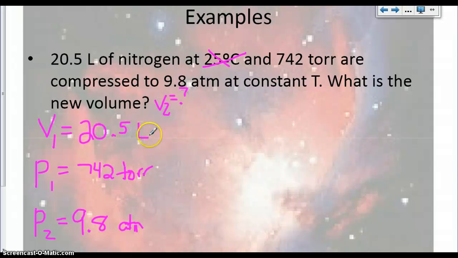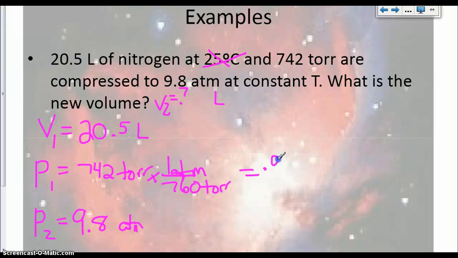Now we need to make sure all our units are compatible. We're looking for volume, so our volume answer is going to be in liters because V1 is in liters. These two pressures need to be in the same unit, so we need to get torr to atmospheres. We're going to use our pressure conversions to do that. We have 742 divided by 760, which gives us 0.976.